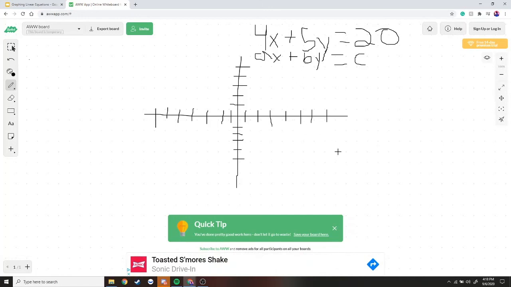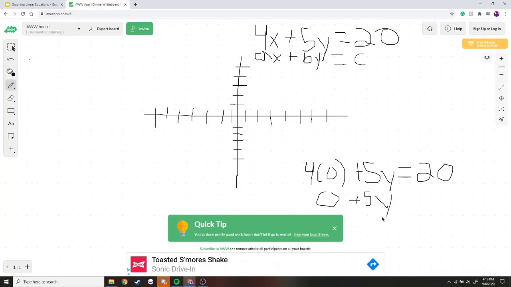So here, let's look for the y-intercept. The y-intercept happens when x is equal to 0, so we're going to plug in 0 for x. So we have 4x plus 5y is equal to 20. When we plug in 0 for x, we get 4 times 0 plus 5 times y, which is equal to 20. Now 4 times 0 is just 0, and then we have 5y. If we want to solve for y, we're going to have to divide 5y by 5.